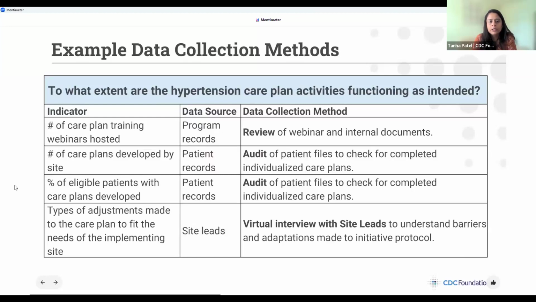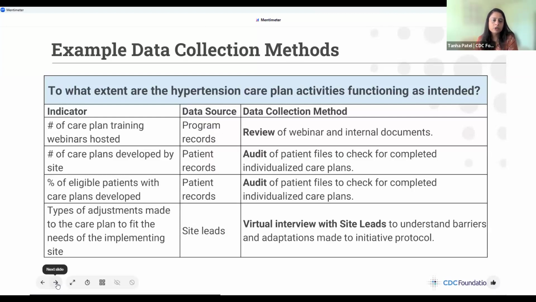And then for the final indicator, with types of adjustments made to care plan, we decided to talk to site leads as our data source, and we thought that it would be good to do virtual interviews with them using a semi-structured interview guide. You can also do surveys. We just thought interviews would be better because it may give us a little bit more open space to interact with them and get more context into what exactly is happening on the ground.